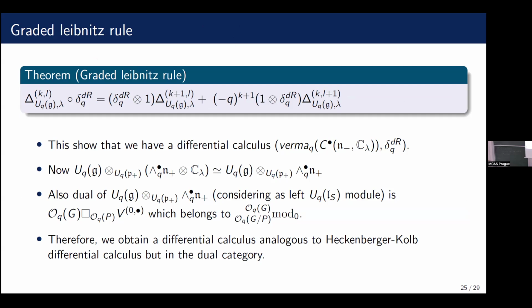So really a differential calculus is more like a differential co-calculus. Yeah, you're right. I forgot to mention, it should be the graded co-Leibniz rule. So this shows that we have a differential co-calculus on this Verma module. Because it is a differential, right? So it's a differential co-calculus, yeah. Right.